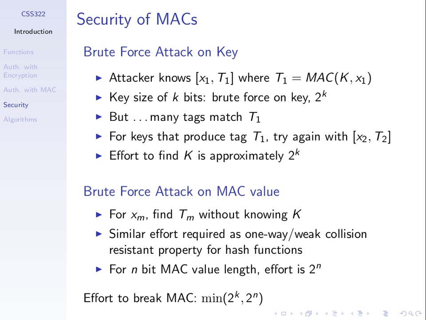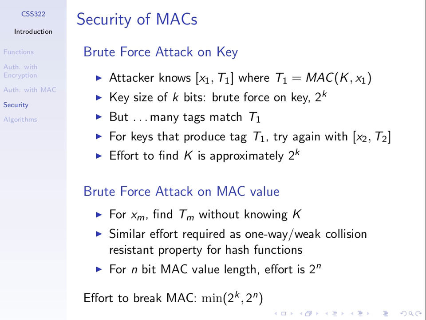So one measure of the strength of a MAC function is the length of the key. The other way to do a brute force attack on a MAC is to try to find, for some given value of your message, the tag without knowing the key K. It's similar to breaking the one-way property or weak collision resistance in a hash function. In the hash function, one of the challenges for the attacker was, given some hash value, find the original message. Same problem we have here.